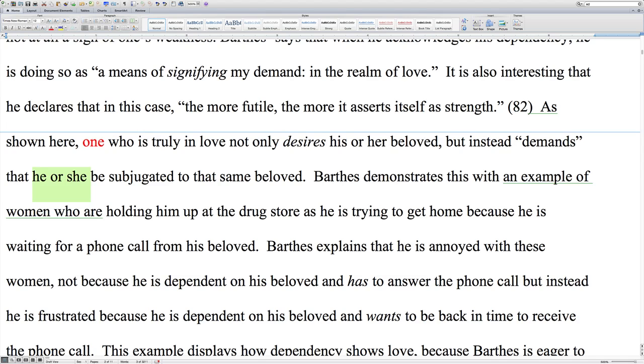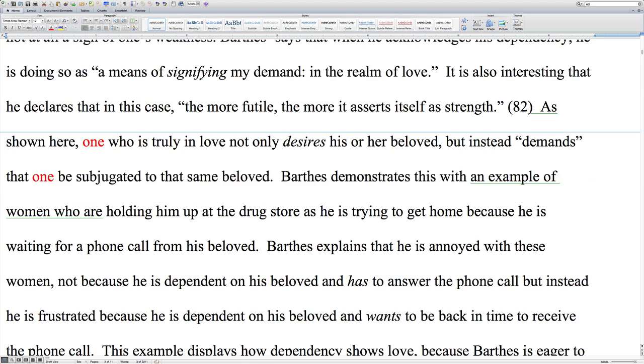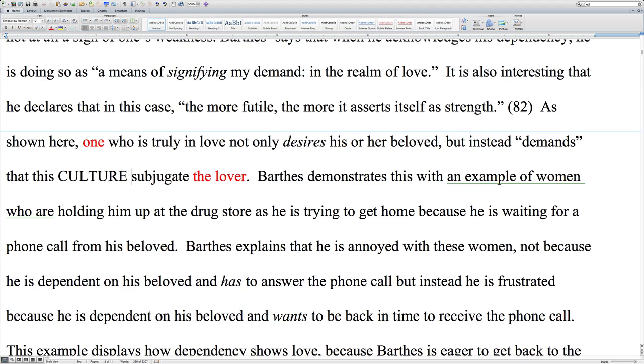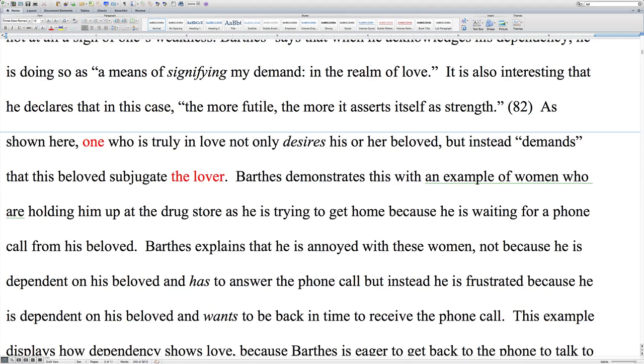Right? That he or she be subjugated to the same beloved. Well, who's doing that subjugation? We don't know. Once the author tells us who it is, we could rewrite it for the author, or the author can rewrite it for him or herself, and we would get something like maybe culture subjugates the lover to the beloved, or the beloved subjugates the lover, right? That this beloved subjugate the lover. Demands that this beloved subjugate the lover.